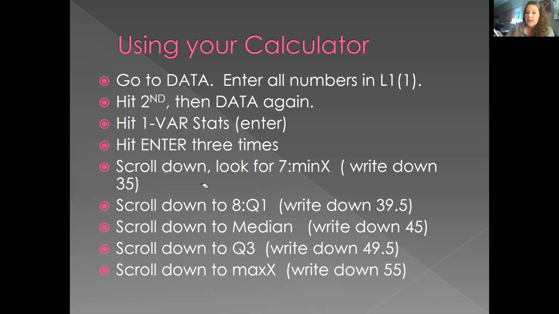So I would write that down if I didn't have that information. Then I'm going to scroll down again. I want the lower quartile, the first quartile. And if you look at number 8, it says quartile 1 is 39.5.